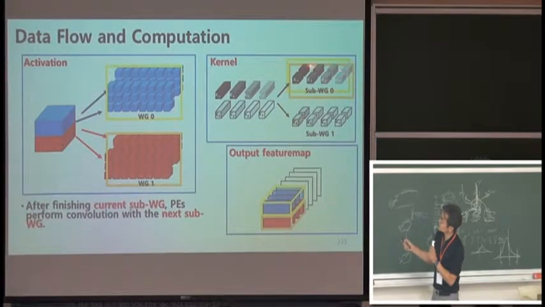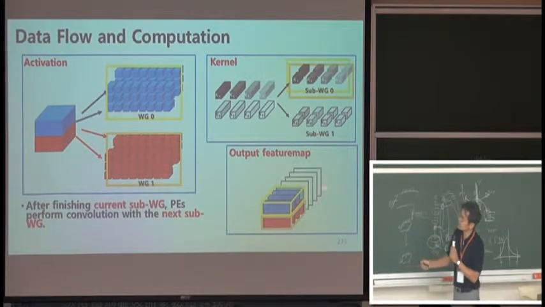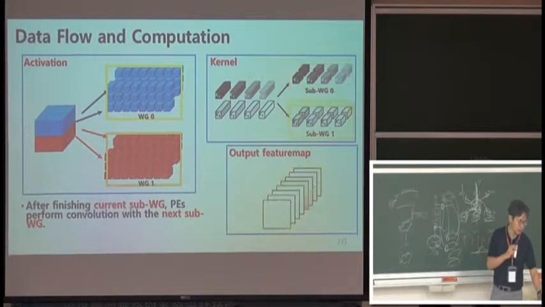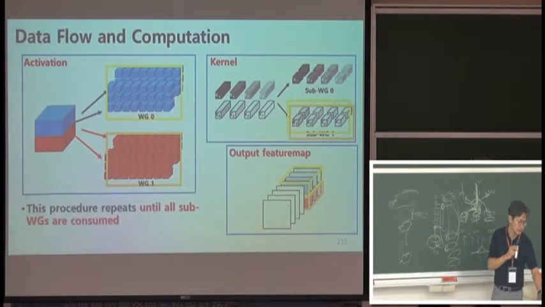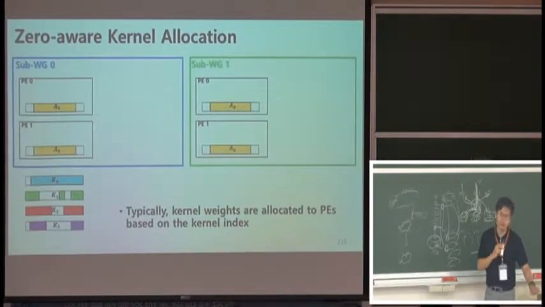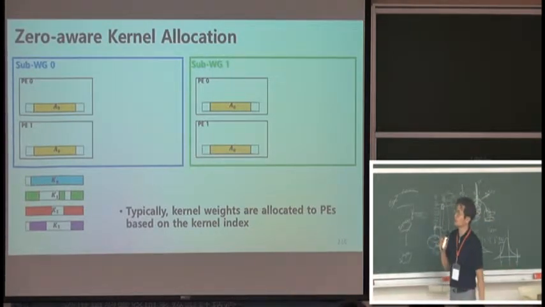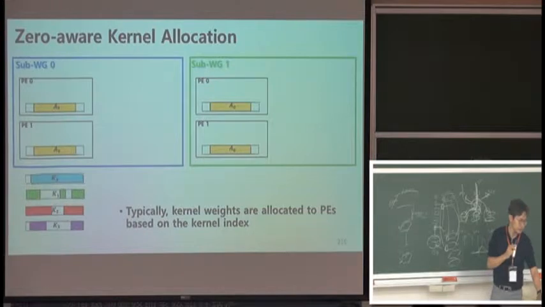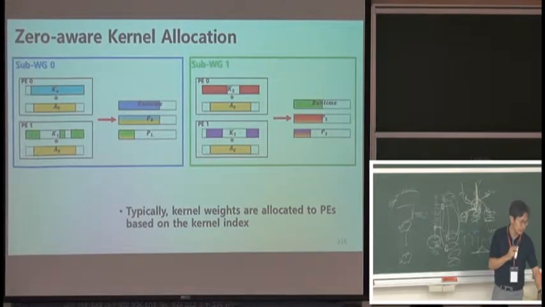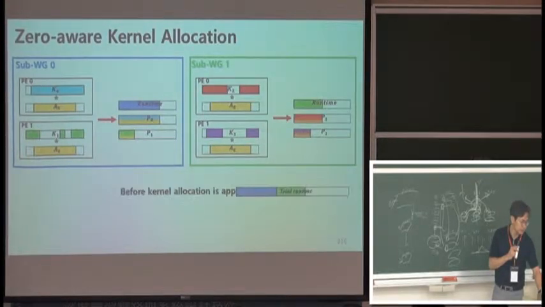For the first sub-working group, we can compute 4 output feature maps, and we move to the next sub-working group in order to calculate the remaining output feature maps. And I mentioned that we have a new problem, the zero-induced load imbalance problem. This figure shows the problem, so let me explain our solution.